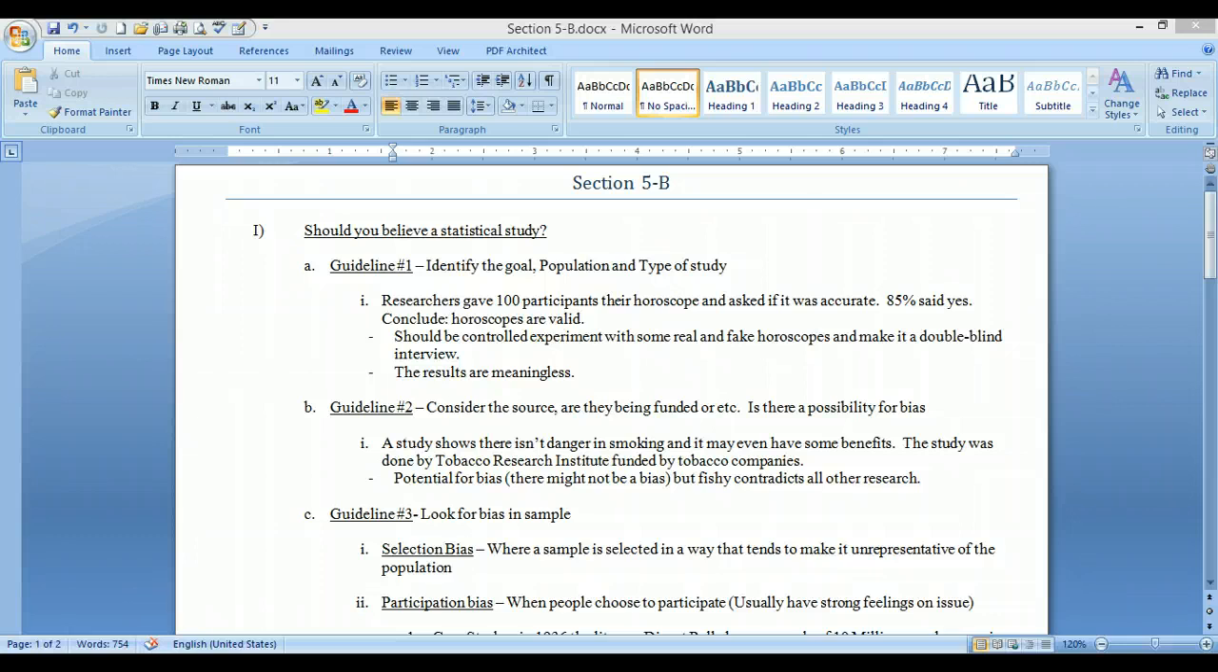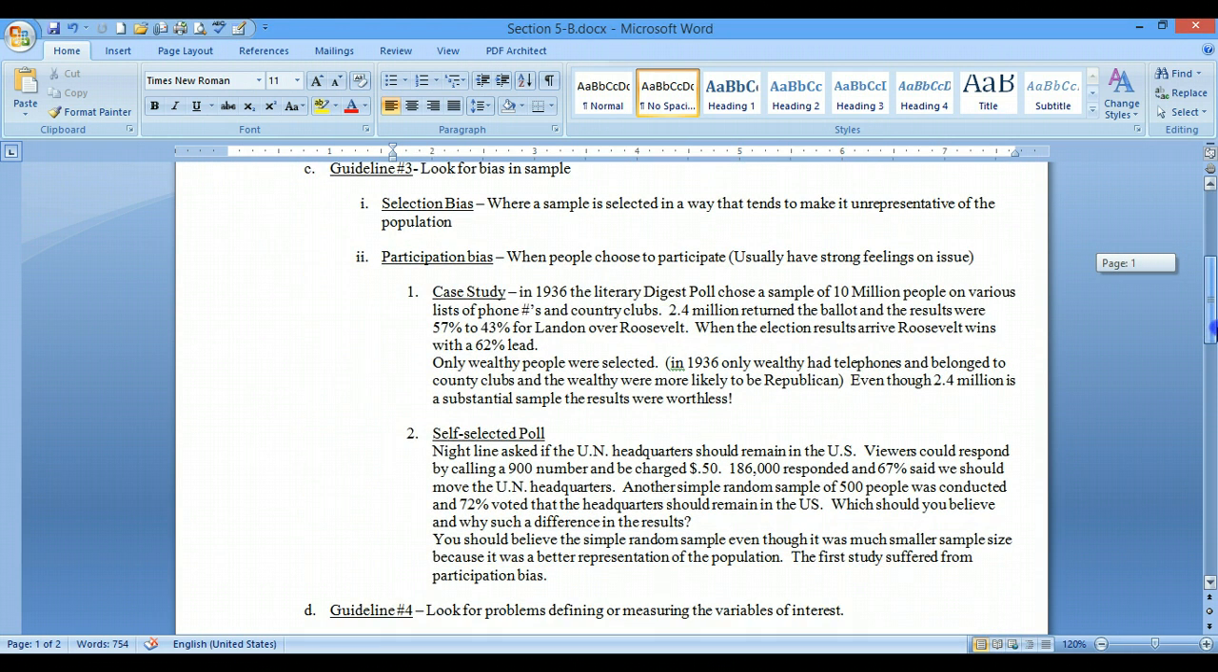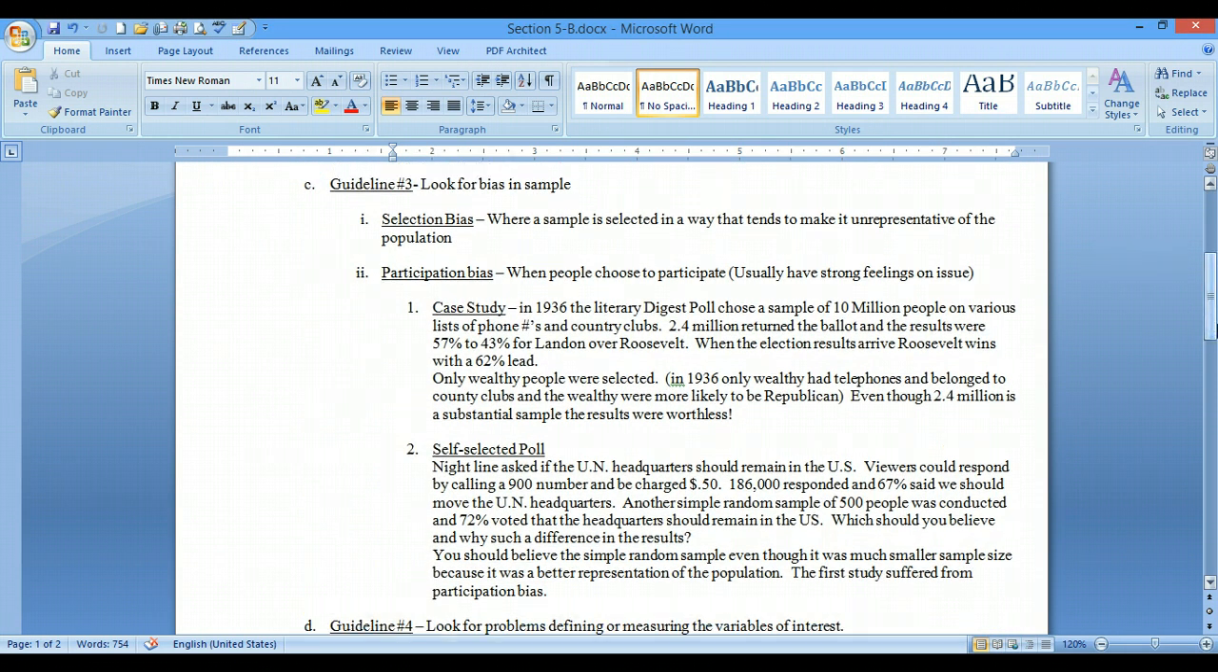Guideline number 3, look for a bias in the sample. There's 2 different types of bias that we go through, and that is selection bias and participation bias. Selection bias is where a sample is selected in a way that it isn't representative of the population.